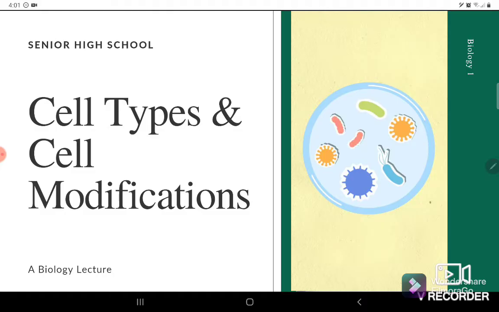Now, if we can recall our previous modules, we learned the different characteristics of life and the different cell organelles and their functions that made the cell survive or that perform different processes in order for the cell to live. For today, we are going to widen our knowledge on the different cell types other than the plant cell and the animal cell, as well as the cell modifications that made the cell adapt to the different environment in order for it to survive.